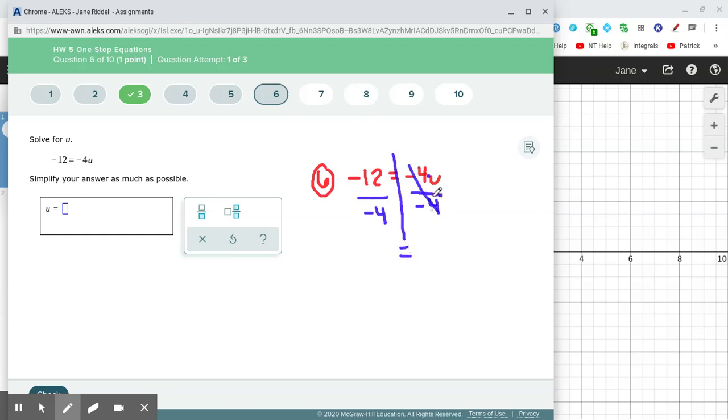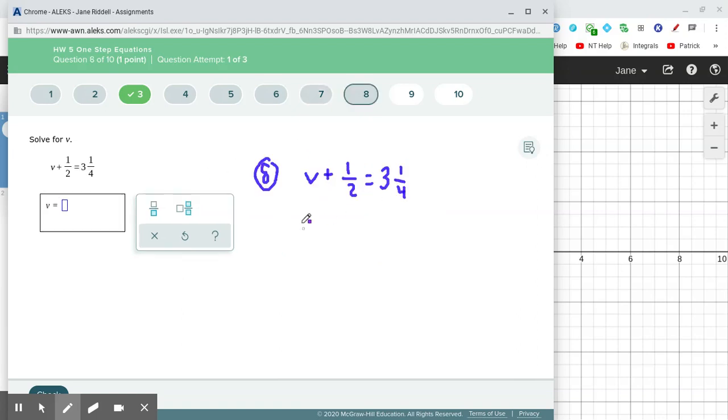I'll bring down my equal sign. I'll bring down the u, what remains from the right-hand side. And then negative divided by negative is positive, and 12 divided by 4 would give me 3. So 3 equals u, or u equals 3. Again, feel free to use a calculator if you'd like. I'm going to skip ahead to question number 8. Question number 7, just keep doing what we've been doing.